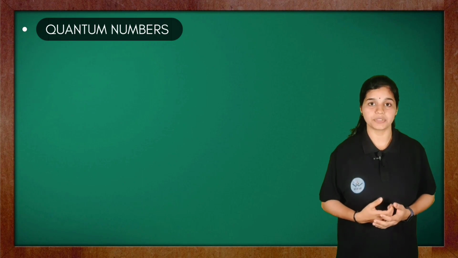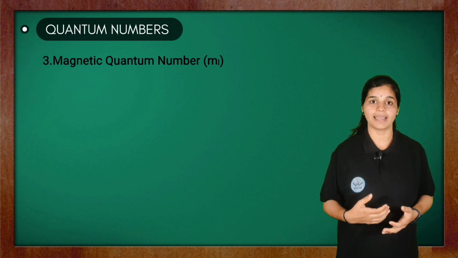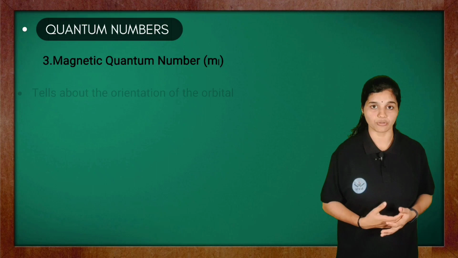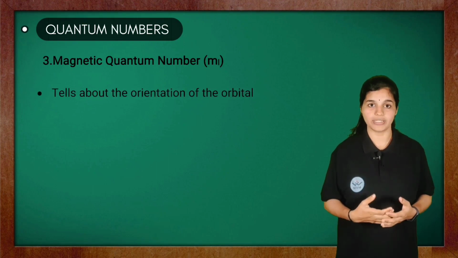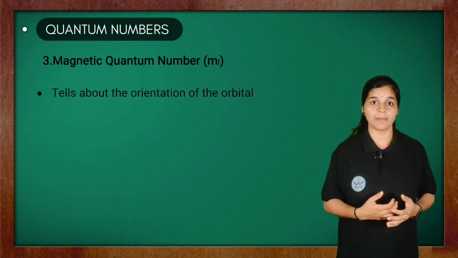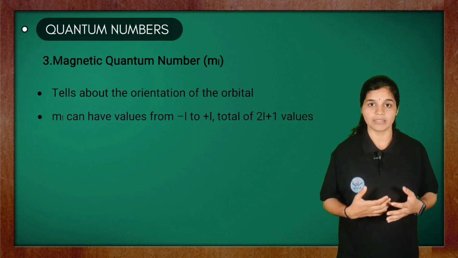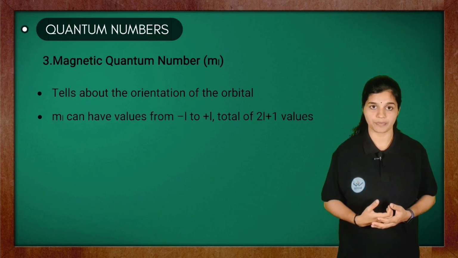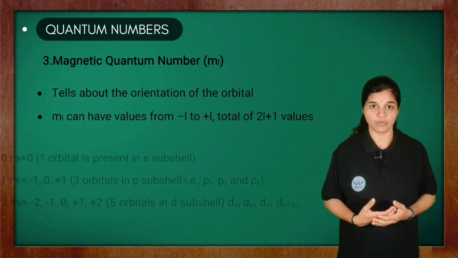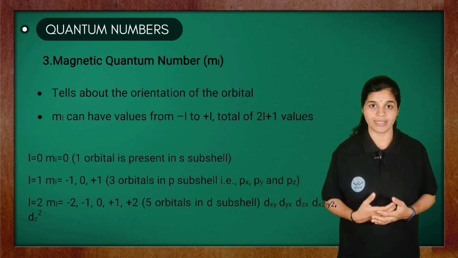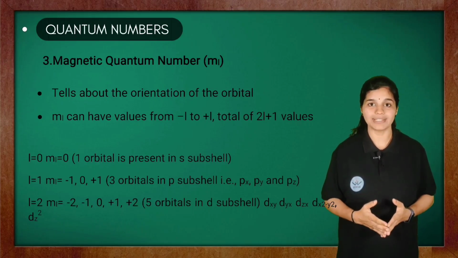The magnetic quantum number is represented by ml. It tells about the orientation of the orbital. ml can have values from minus l to plus l. A total of 2l plus 1 values are possible. For l equal to 0, ml is equal to 0. It means only one orbital is present in the s subshell.